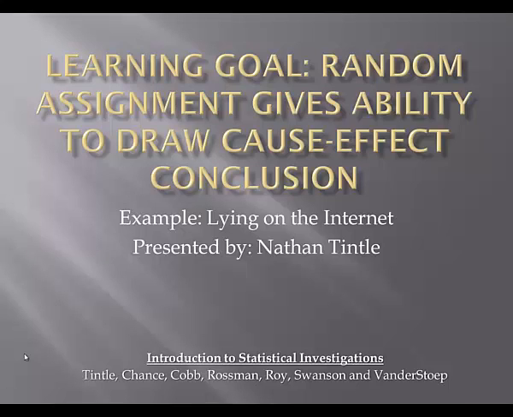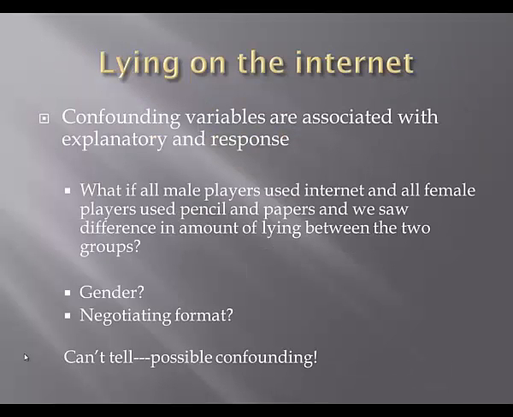In this learning goal video, we are going to discuss how random assignment gives researchers the ability to draw a cause and effect conclusion. We will use the lying on the internet example to talk about this learning goal. Remember that confounding variables are associated with both the explanatory and the response variable.